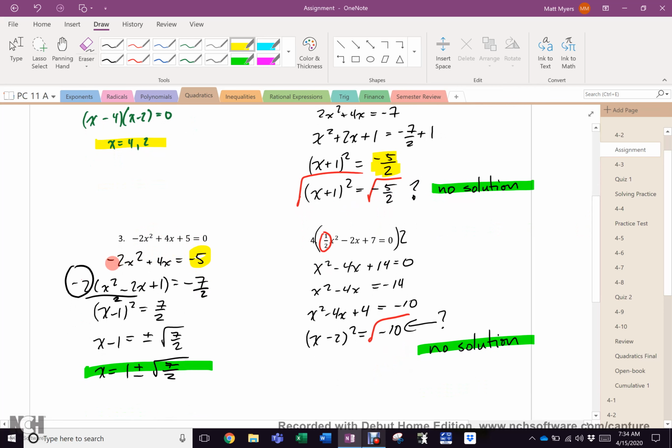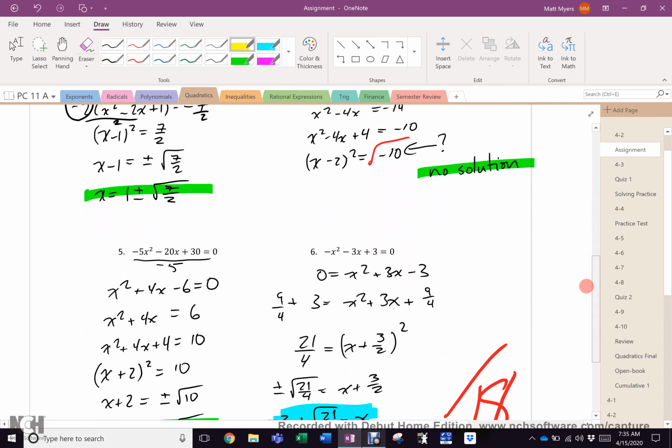Here's number 3. We wanted to get rid of the negative, of course, so we divide everything by negative 2. So I divided everything by -2. Then I added -2 to both sides, and I got to there. And then this one, I don't like that 1/2, so I multiplied everything by 2, complete the square. Again, I end up with a square root of a negative, so there's no solution.